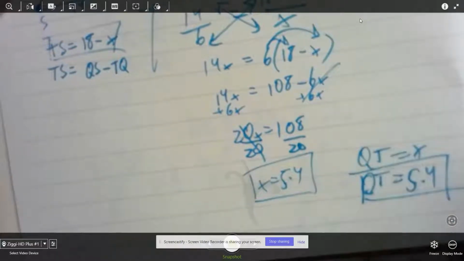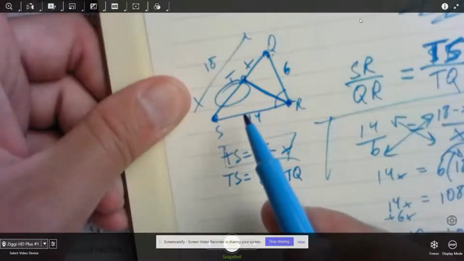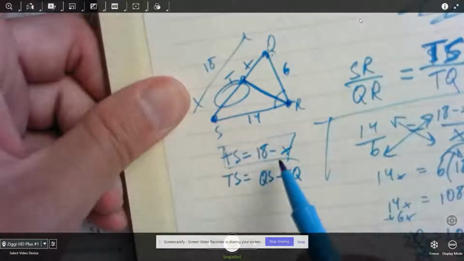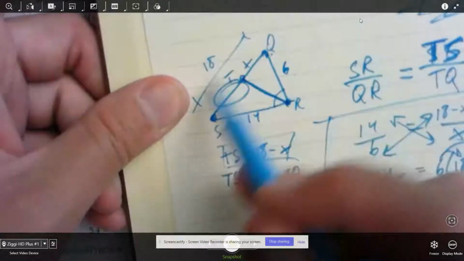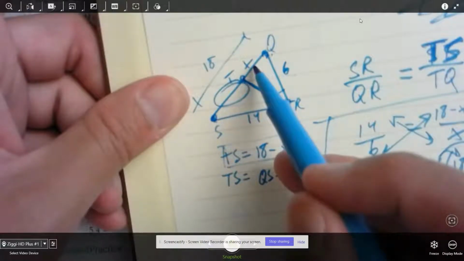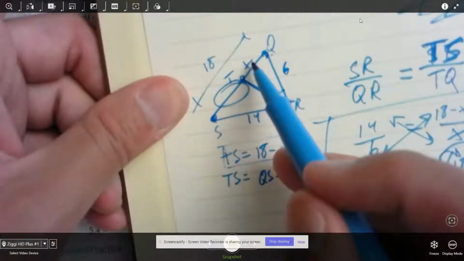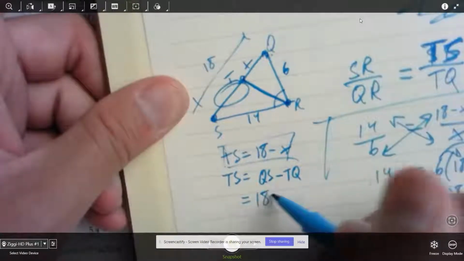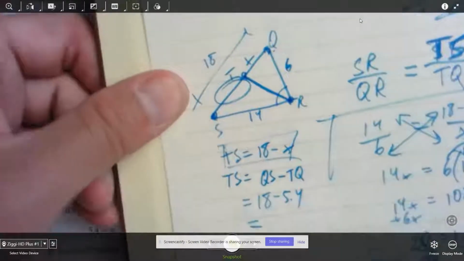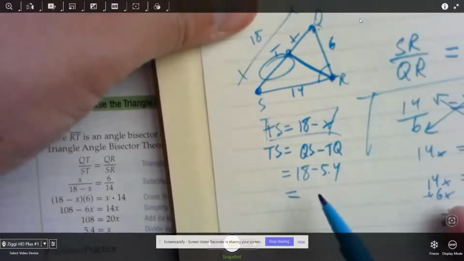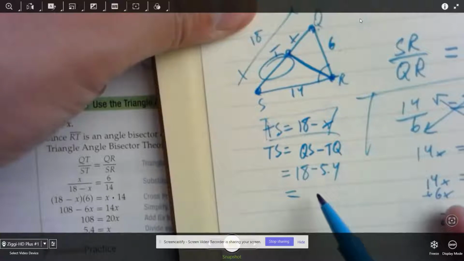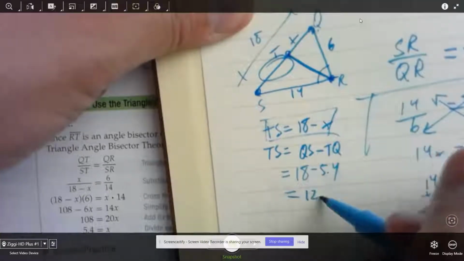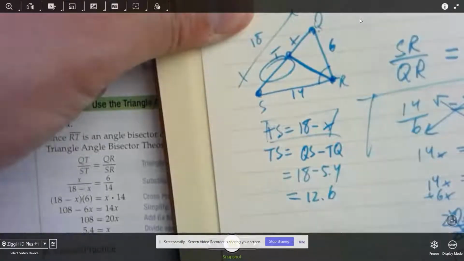Great. I also want to find TS. And remember, I have determined that TS would be the whole thing, 18, minus whatever QT was, which is X, and we know X to be 5.4. So if we continue on this route, it'd be 18 minus 5.4, which should give us approximately, what is 18 minus 5.4? I believe that is 12.6. Yes, it should be 12.6 for TS, okay?